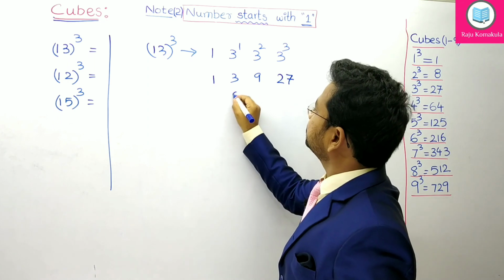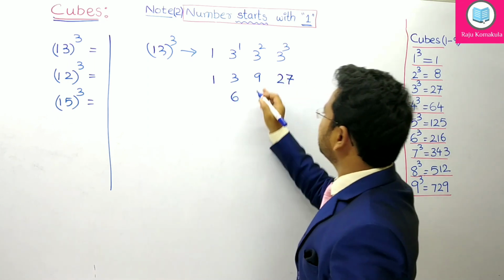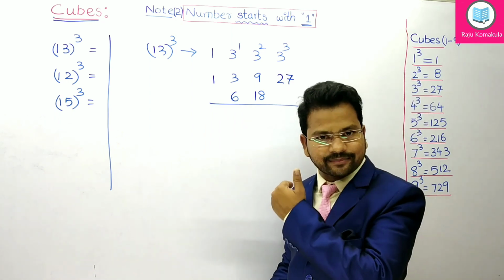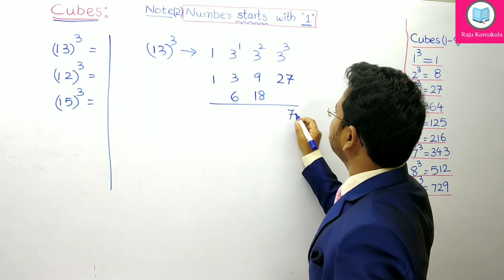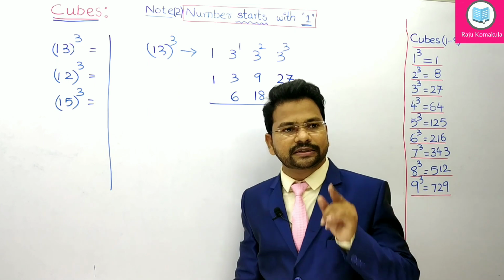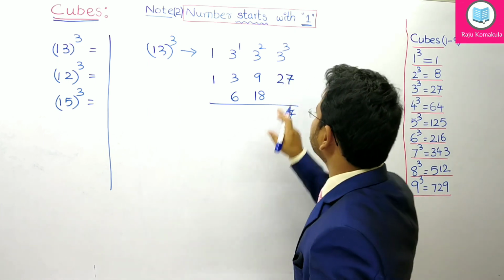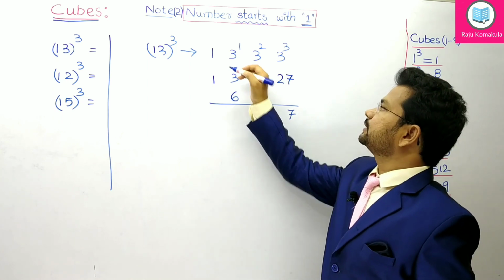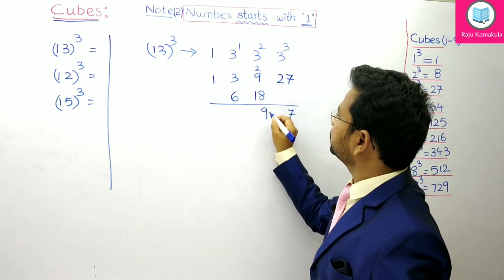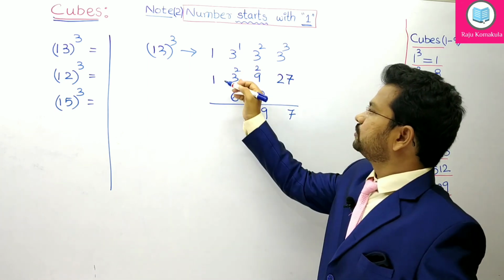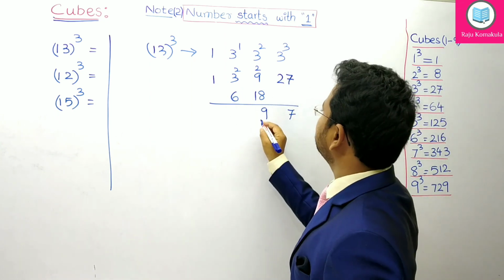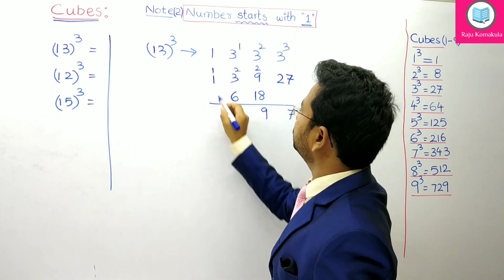Double of 3 is 6, and double of 9 is 18. Now add them. 7. Do not write 27. Always take only one digit and carry the remaining 2. Here 2. So 18 plus 2 is 20, plus 9 is 29, and carry 2. 6 plus 3 plus 2 is 11, and carry 1, that is 2.